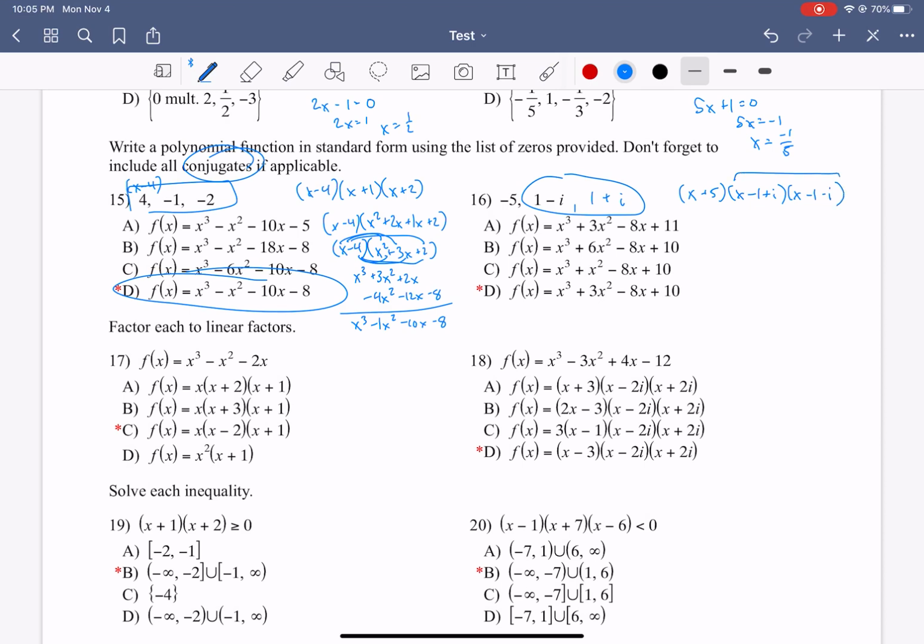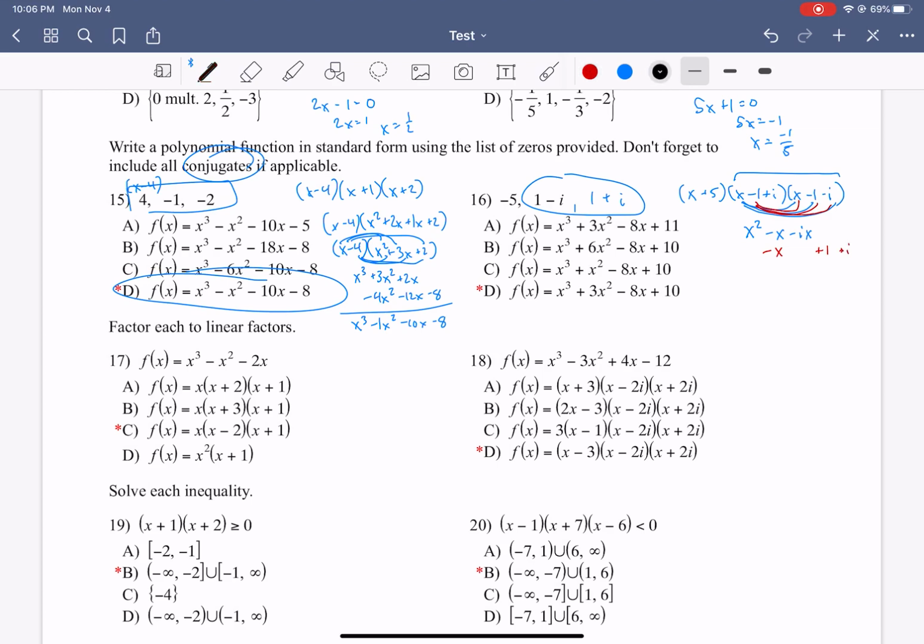We're going to do this. We don't have a FOIL, so we have to use our distribution. So we have x times x, x times negative 1, x times i. All right, I'm going to switch colors so we can keep it focused. Negative 1 times x. Negative 1 times negative 1. And I don't have anything to match it up with, so I just move it further to the right. Negative 1 times i would be positive i.